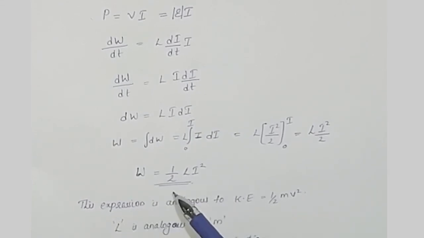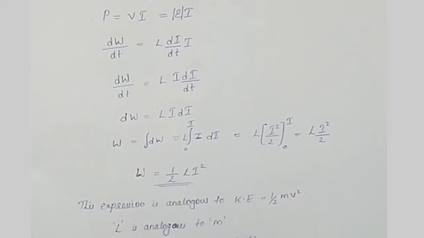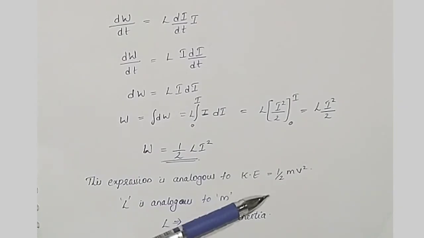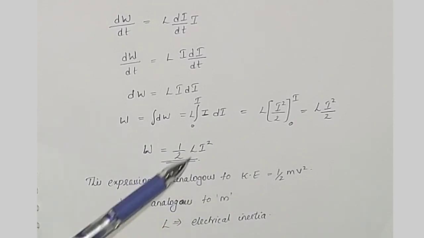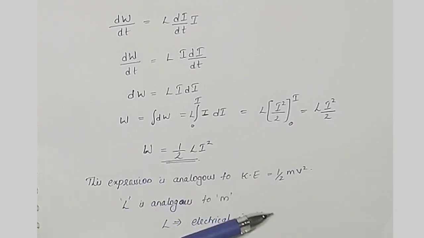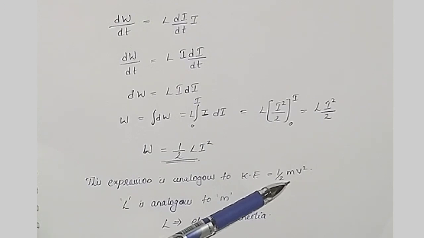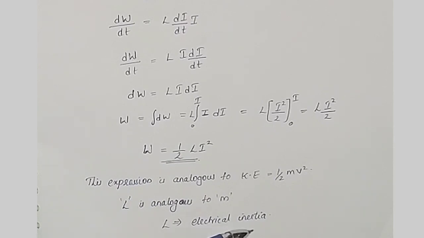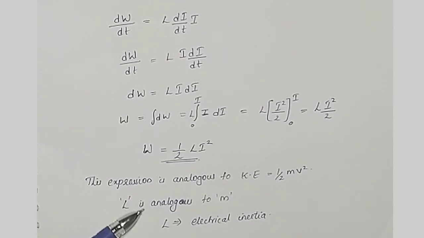And if you observe this expression, we can see that this expression of energy is analogous to the kinetic energy in mechanics, which is given by half mv². And from this comparison we can say that here the inductance is analogous to the mass in mechanics. Therefore inductance acts as an electrical inertia. As mass acts as the mechanical inertia, inductance is the electrical inertia. So this is all about the discussion of self-inductance and the self-inductance of a solenoid and energy stored in an inductor.